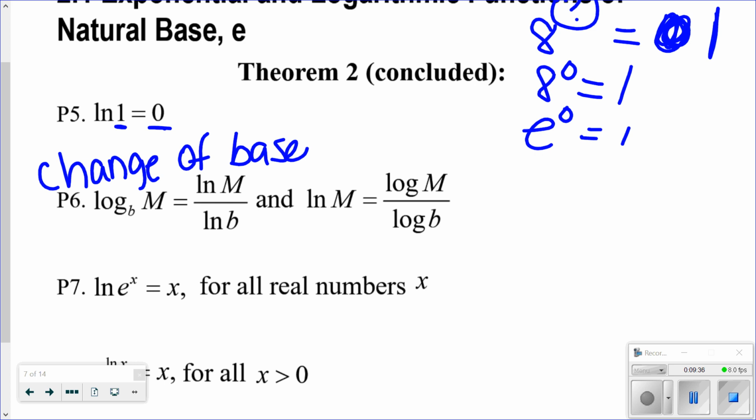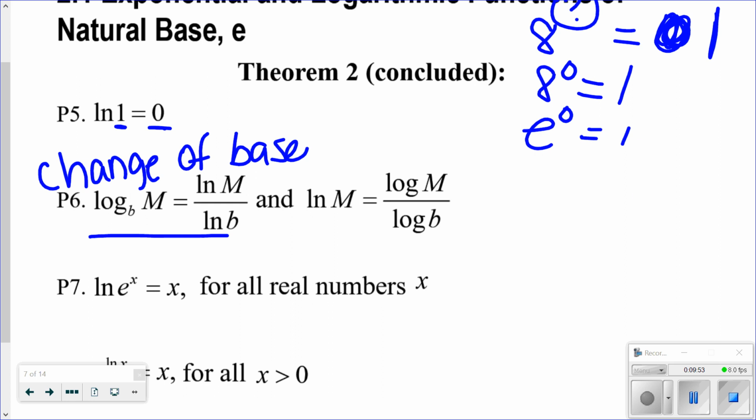Now, on the 84s, we should be able to calculate any base, and there's a special way to get to that, and I can talk you through that a little later. But if we have a calculator that does not do this, so if you have a TI-83 and not an 84, you need to know this formula.